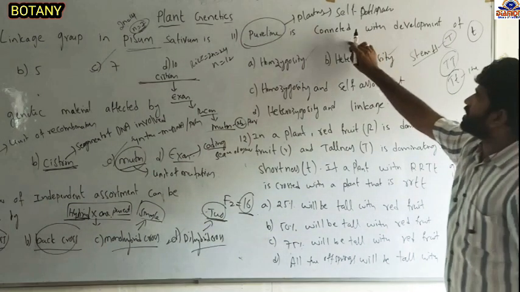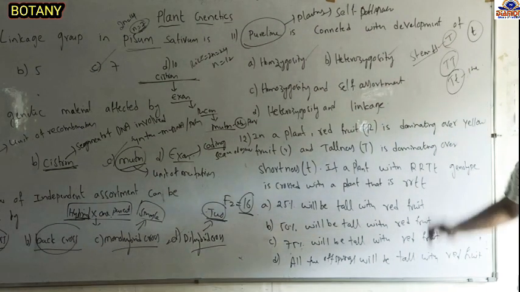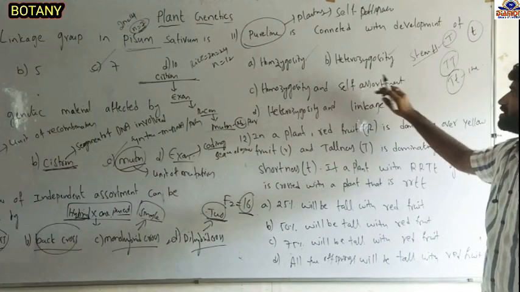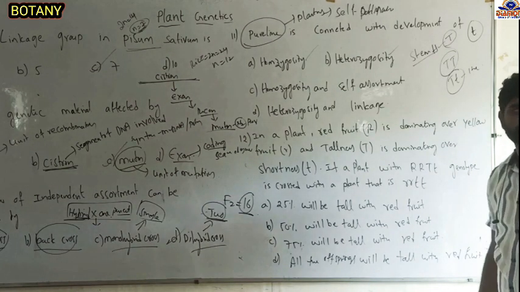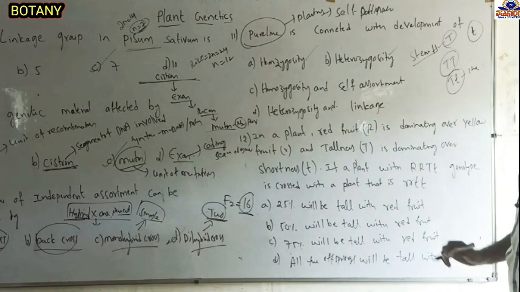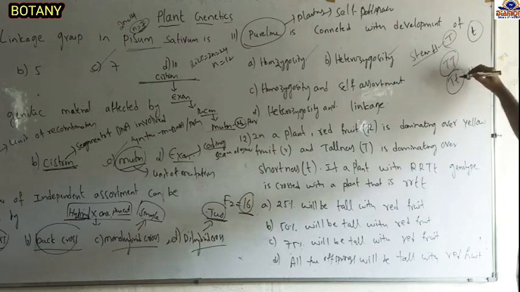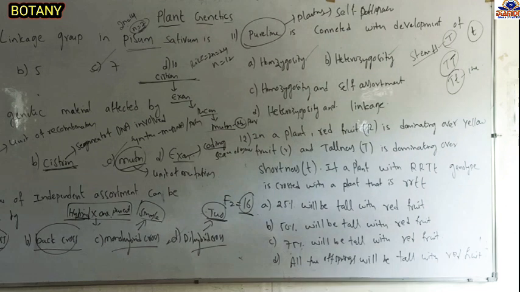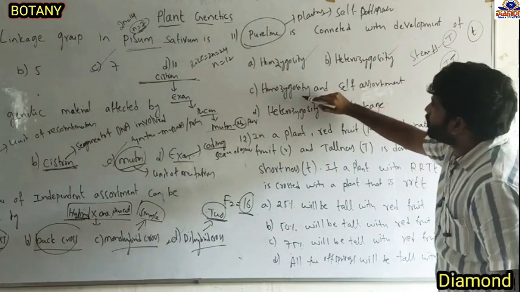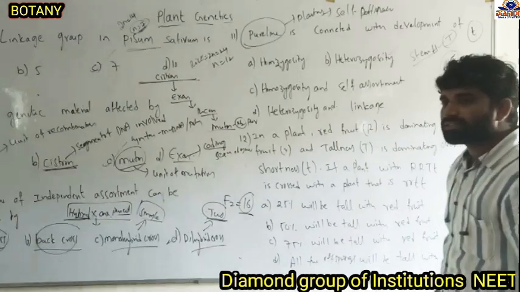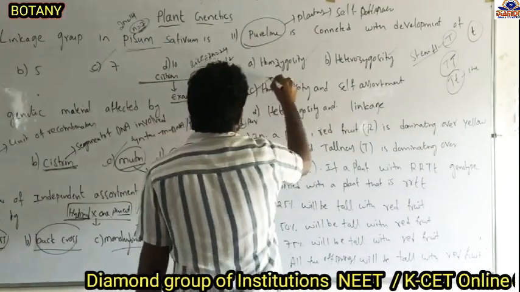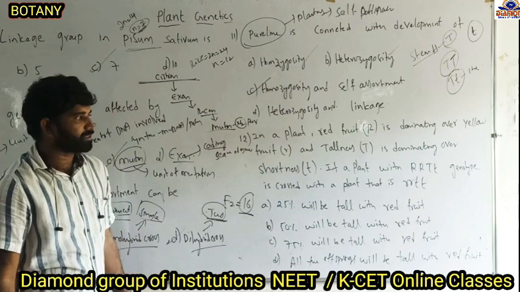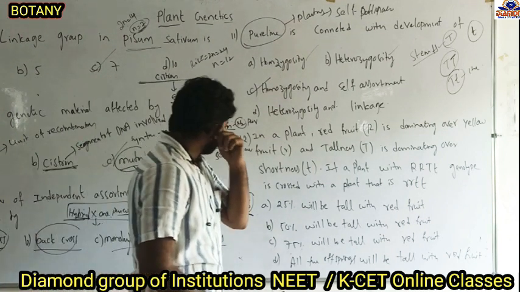So pure lines are connected with the development of continuous self-pollination, and that option is homozygosity and self-assortment. Heterozygosity will not be obtained, because the two different alleles will not be present; hetero means different alleles, and homo means the same alleles. Pure lines are always formed by homozygosity with self-assortment, which we also call self-pollination. Answer is C. The next question.